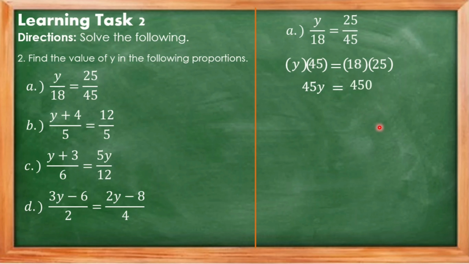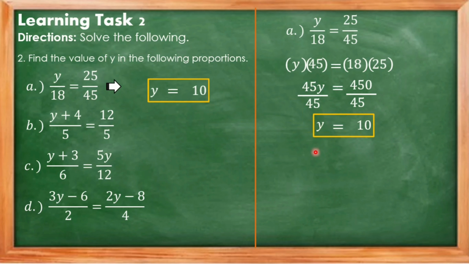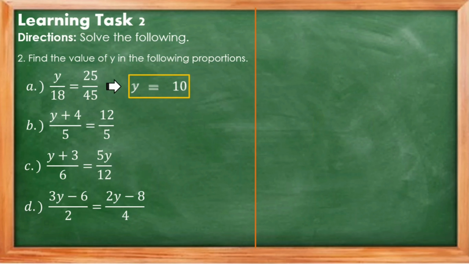To find the value of y, i-divide lang natin siya both sides of the equation by yung numerical coefficient ng y, which is yung 45, para y na lang yung matira dito sa kabilang side ng equation. So, 45 divided by 45 is equals to y. 450 divided by 45 is equal to 10. So, y natin sa letter A is equals to 10. So next, let's proceed to letter B.